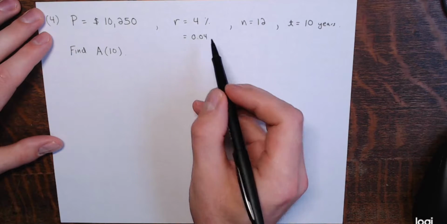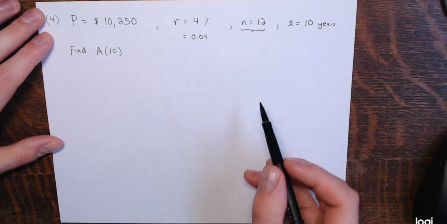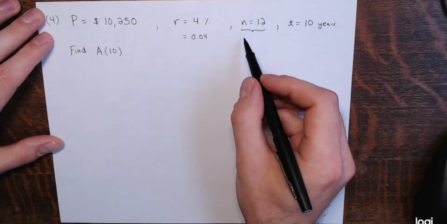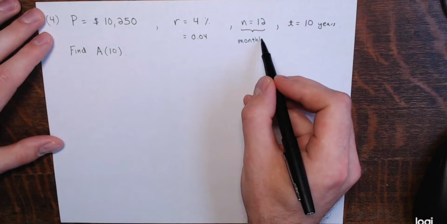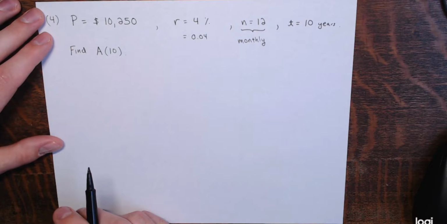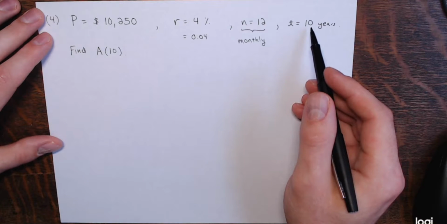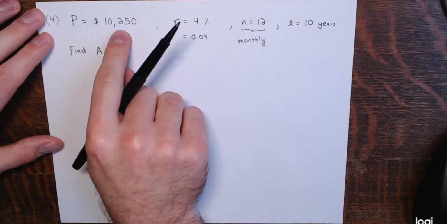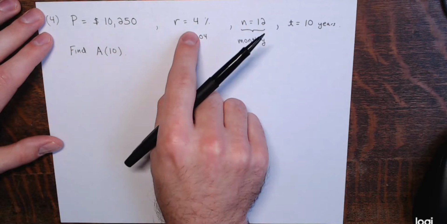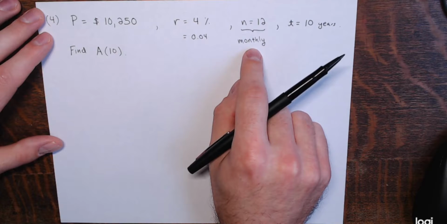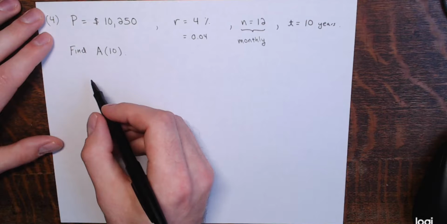Right. N is 12, right? Now when N is 12, that means, they told us that interest was being compounded monthly, right? Once a month. That's 12 times a year. And then the time that has passed is 10 years. So if I invested $10,250 into an investment account that paid this interest rate, compounded monthly, how much would the account be worth after 10 years? That's A of 10.